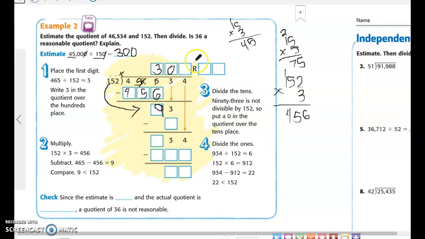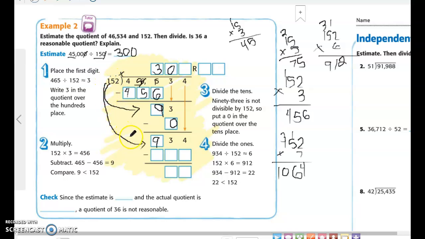And let's multiply 152 times 0. 0, nothing. So let's go ahead and subtract 93 minus 0. Well, 93 minus 0, I have to bring my 93 down, right? Yeah. But I'm not done. I need to bring down my 4. So my new number is 934.